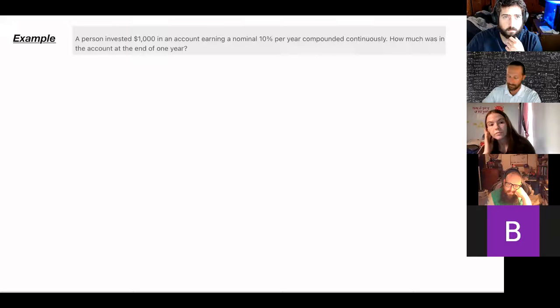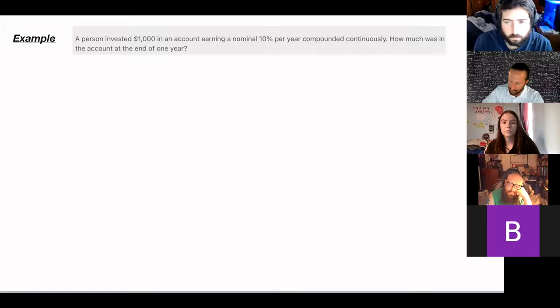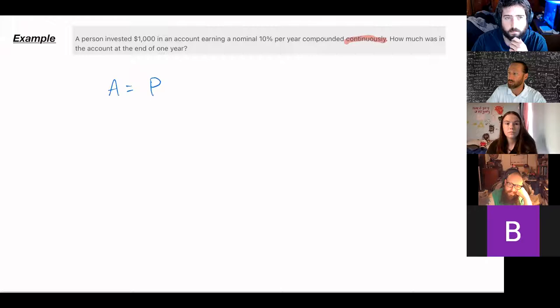Solving equations and using it to figure out different monetary values. So for this one, read it. We got $1,000 that we're going to invest, and we're going to earn 10% a year. That's really, really, really good right now. Okay. And it's compounded continuously. As soon as I see this, I know I'm using the e formula. My amount will be based on the principal that I put in times e to the rt power.